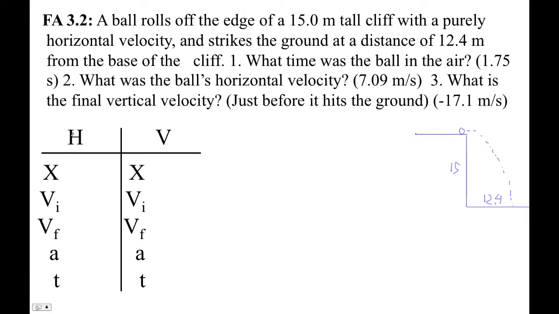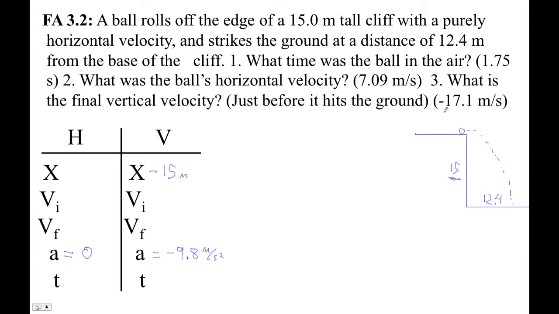So let's fill this thing in. This is projectile motion. All projectile motion problems have no horizontal acceleration and a vertical acceleration of gravity, negative 9.8. Since the cliff is 15 meters tall, the ball starts at the top and goes down, so it's going to displace itself down 15 meters. If they tell you the height of the cliff, you say that for the displacement, it's going to go down that distance.